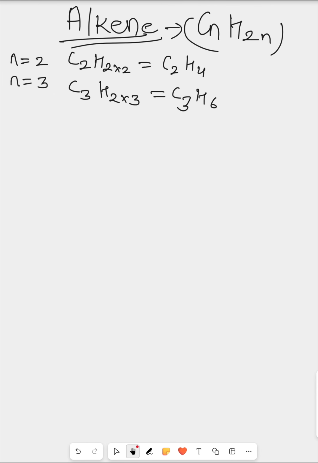C3H6. The name of this is ethene, and this is called propene. Now let's see the preparation of alkene.